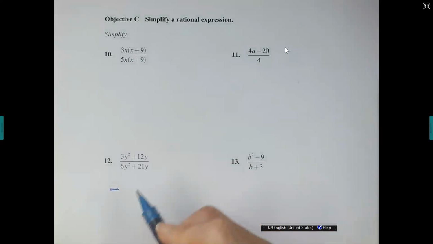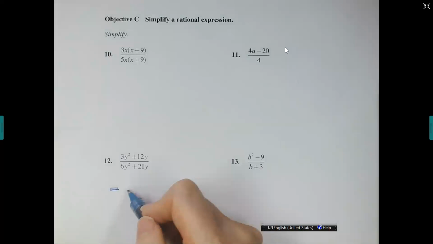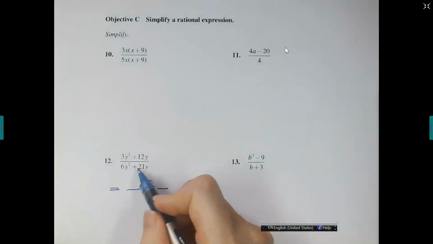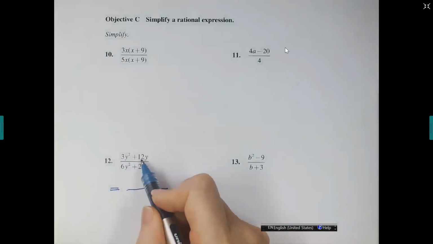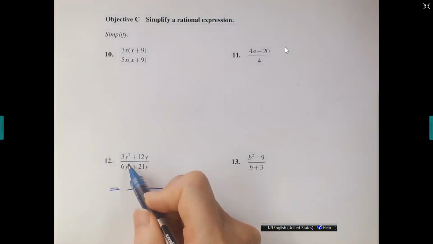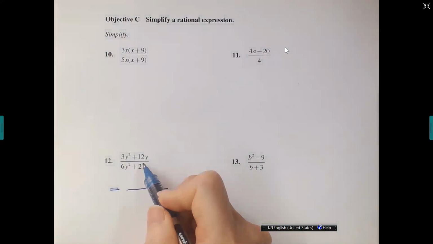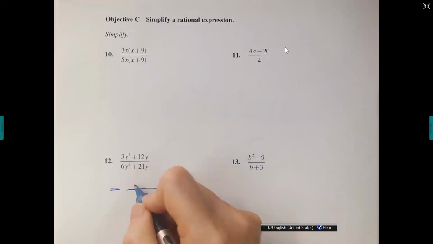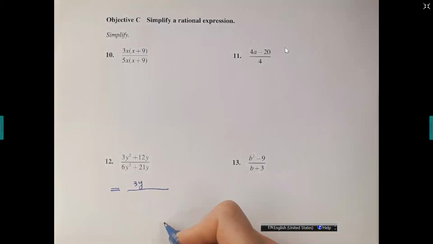What do we do? Follow the rule. Step 1, factor. Can we factor the numerator? When we do the factorization, what do we do first? Always check the GCF. And again, what we are doing in chapter 7, we are kind of reviewing chapter 6. Always check the GCF first. 3y squared, 12y. Do they have anything in common? I see 3y is a common factor.